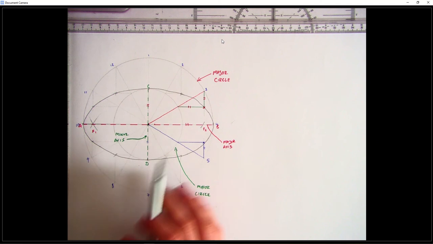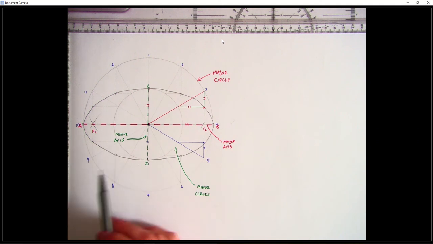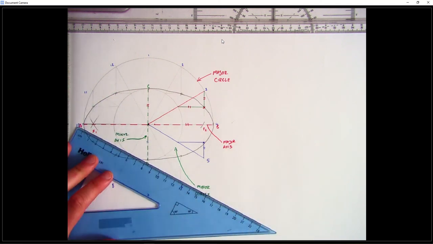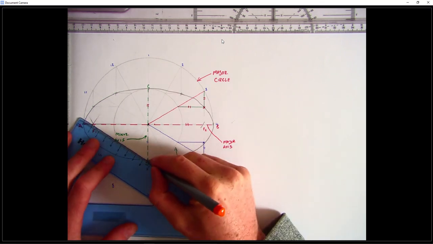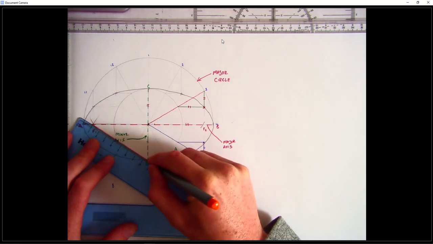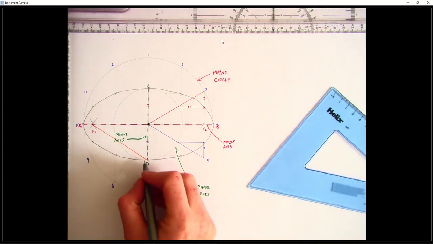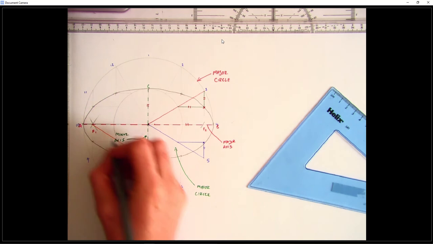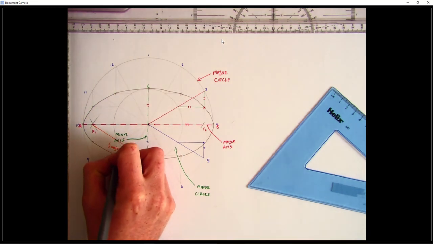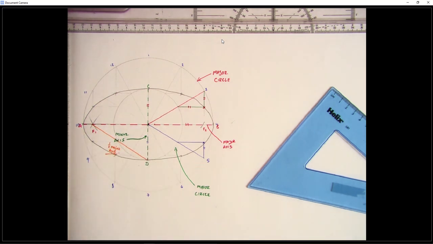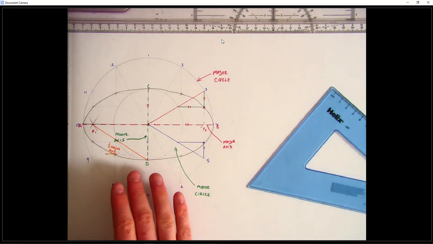Now, so they're just getting 2 focal points. So to get the focal points, the distance from the top or bottom of the minor axis to the focal point is equal to half of the major axis. Okay, so we need to know all that in order to solve any of the questions.